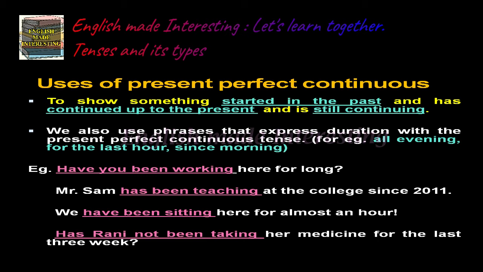Now look at the example. Have you been working here for long? Have you been working is the present perfect continuous. Mr. Sam has been teaching at the college since 2011. Has been teaching is the present perfect continuous tense. We have been sitting here for almost an hour. Has Rani not been taking her medicine for the last 3 weeks?